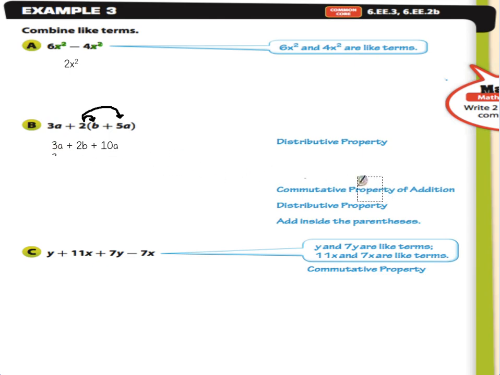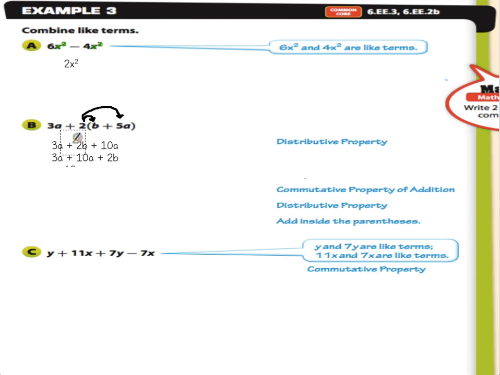So I'm going to use the commutative property to move my terms around. My terms are all the different pieces here. So like 3a is a term, 2b is a term, 10a is a term. Okay, so I'm going to move it around to put my coefficients with the variable a together. So like 3a plus 10a plus 2b. It's going to make it a little bit easier for me when I go to combine my like terms.